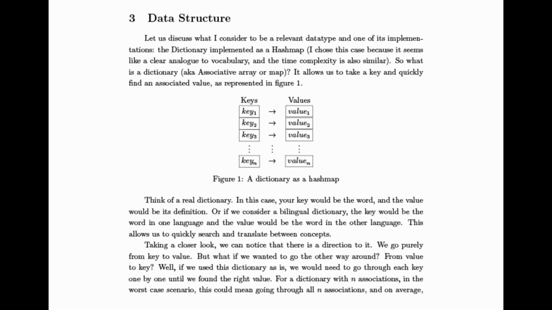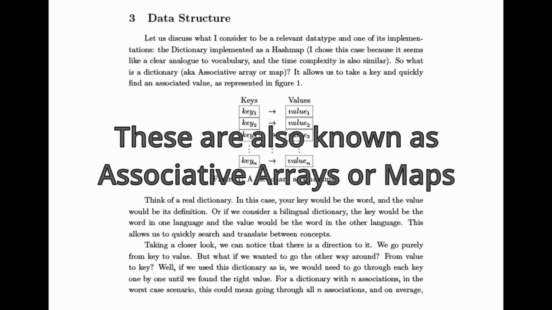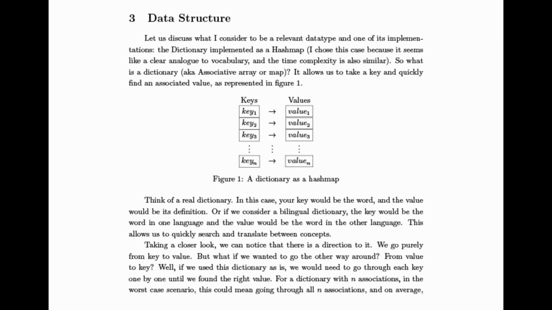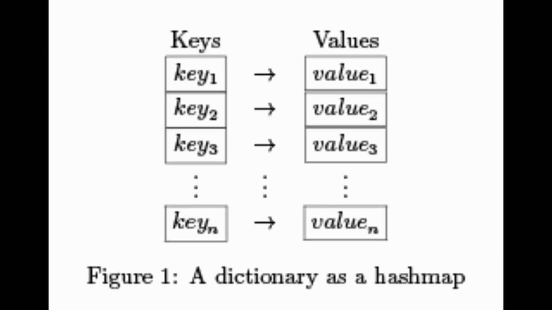Let's now discuss what I consider to be a relevant data type and one of its implementations, the dictionary implemented as a hash map. So what's a dictionary? It allows us to take a key and quickly find an associated value. Think of a real dictionary, for example. In this case, your key would be the word, and the value would be its definition. Or, if we consider a bilingual dictionary, the key would be the word in one language and the value would be the word in the translated language. This allows us to quickly search and translate between concepts.